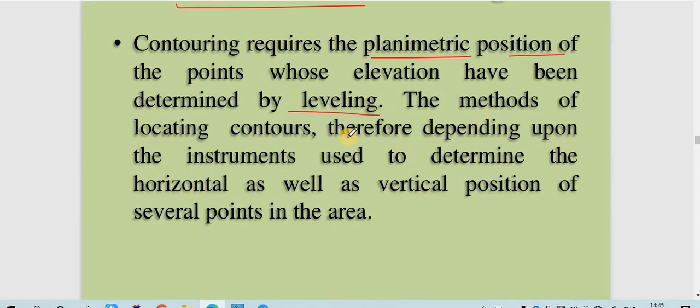The method of locating contour therefore depends upon the instrument used to determine the horizontal as well as the vertical position of several points in the area. So basically, for contours we require a leveling instrument like a dumpy level or auto level. With the help of the leveling staff, we can find out the reduced level of the given point, and by using the following methods, we can prepare a contour map of that.